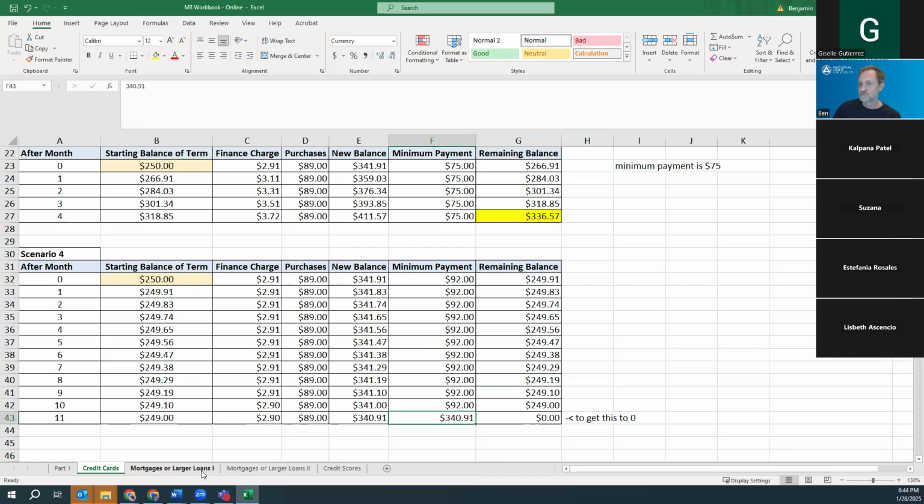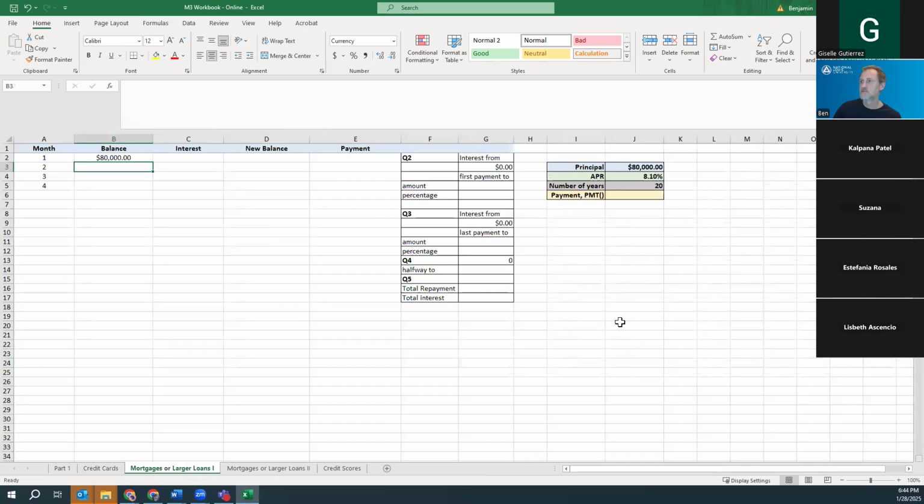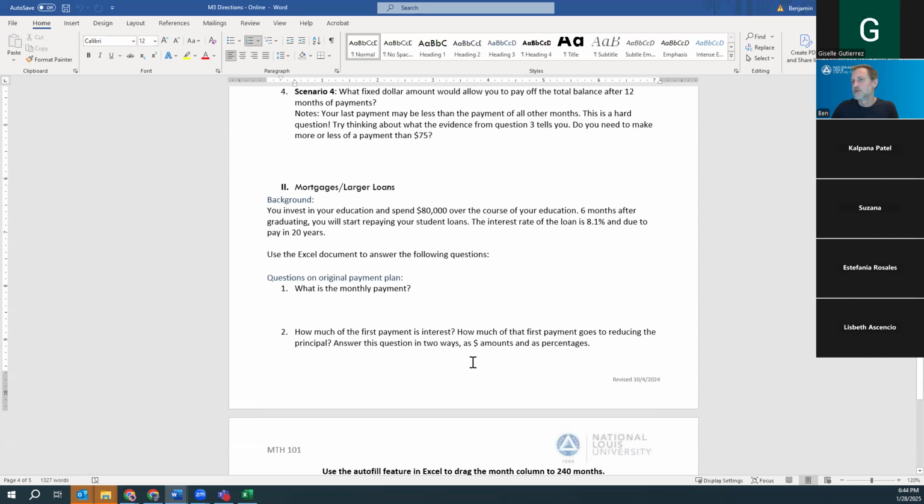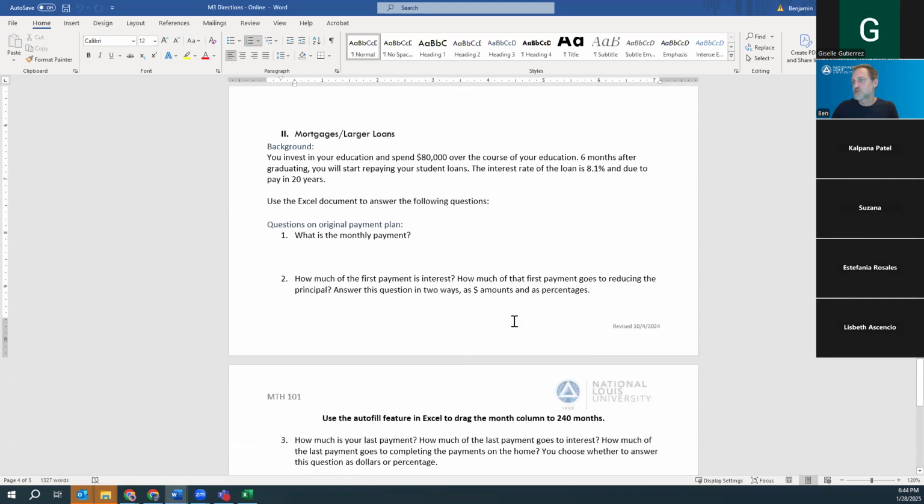All right. Let's talk larger loans, mortgages and larger loans. I'm going to switch back over here. And so there's a couple typos here, because we used to be focusing on home payments, and I decided I wanted to focus more on student loans, because that's often the first kind of big debt that college students get themselves into. Although some of you will be able to get through this experience with no debt, which is amazing.